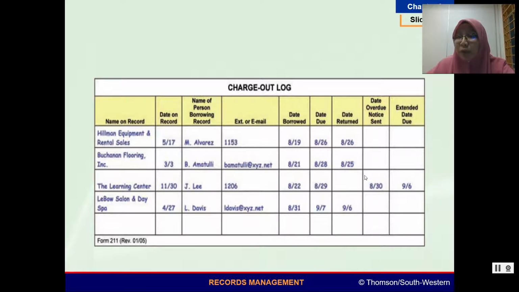So what happens when you are overdue? We need to follow up with that person by giving a notice, and if that person wants to extend, yes, you will be given the extension for the document. This is the extended date. So this is an example of the charge out log.